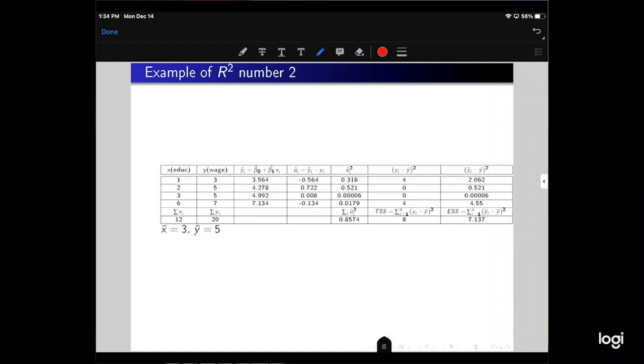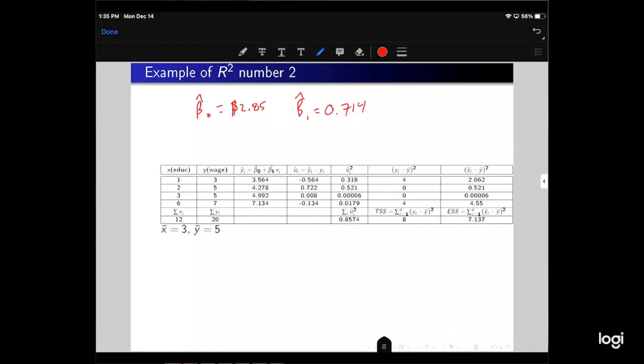Okay, let's do an example of R squared. This is the same example we did when we ran the regression by hand, except now we're going to estimate the R squared. Let me write in here, what was our beta 0 hat from this one? Beta 0 hat, when we did this regression by hand, was equal to $2.85 per hour, and beta 1 hat was equal to 0.714.